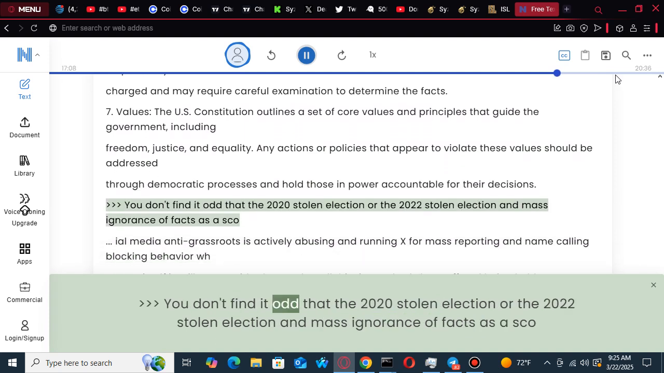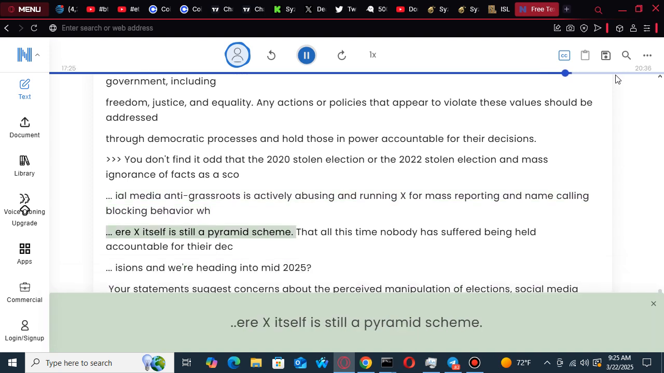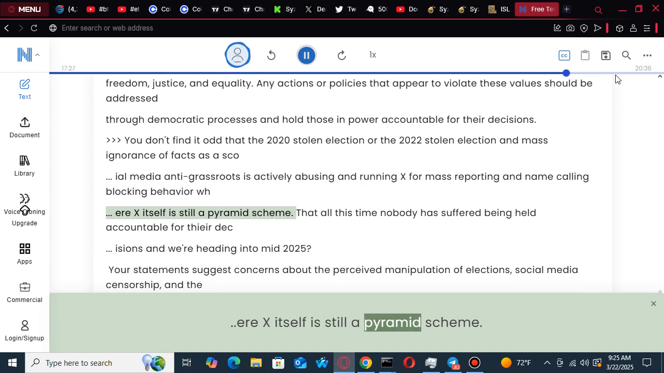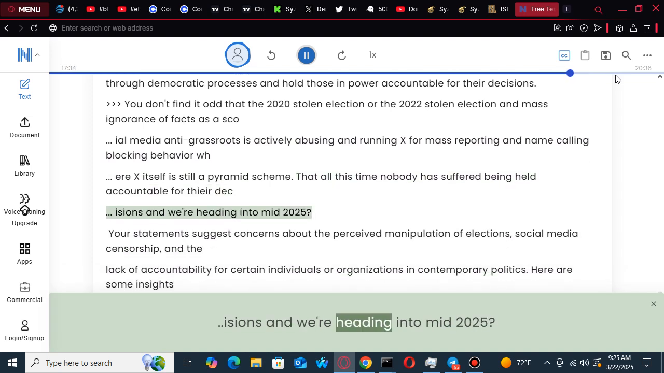You don't find it odd that the 2020 stolen election or the 2022 stolen election and mass ignorance of facts, as a SCO. EL Media Anti-Grassroots is actively abusing and running X for mass reporting and name-calling, blocking behavior. X itself is still a pyramid scheme. That all this time nobody has suffered being held accountable for the air deck Asians, and we're heading into mid-2025.